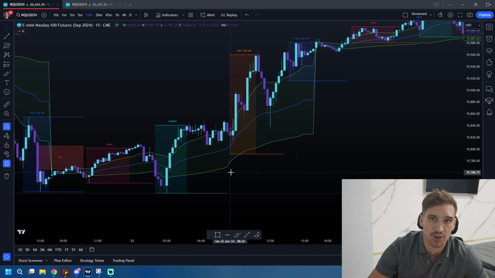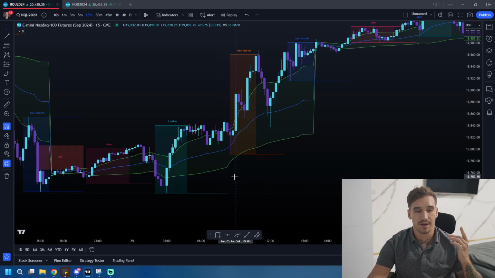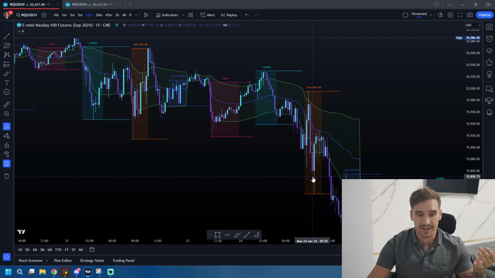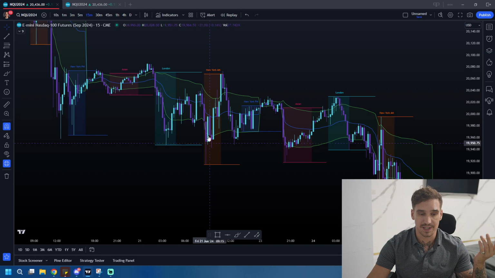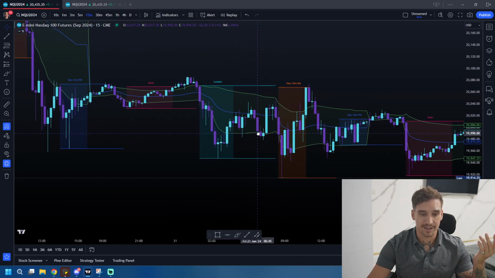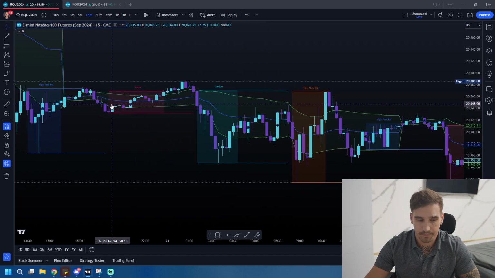If one session is going to accumulate, then another session is either going to manipulate or distribute. And the final session will either go back to accumulation or distribute even further. Okay? So having an indicator like this can be pretty useful, just so you can see what happens during each time zone. Like right here, another example.